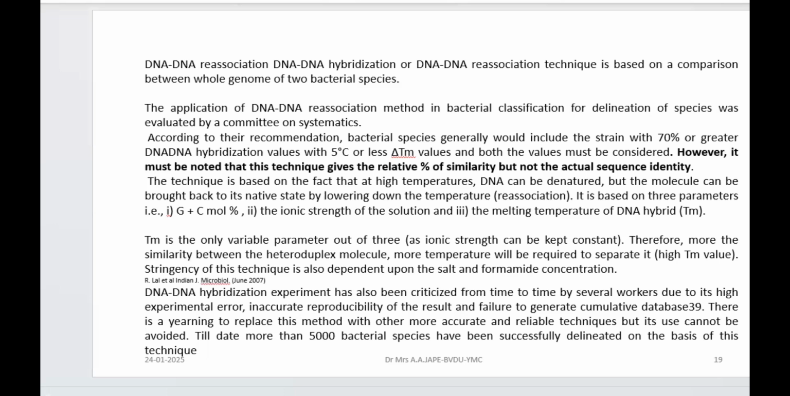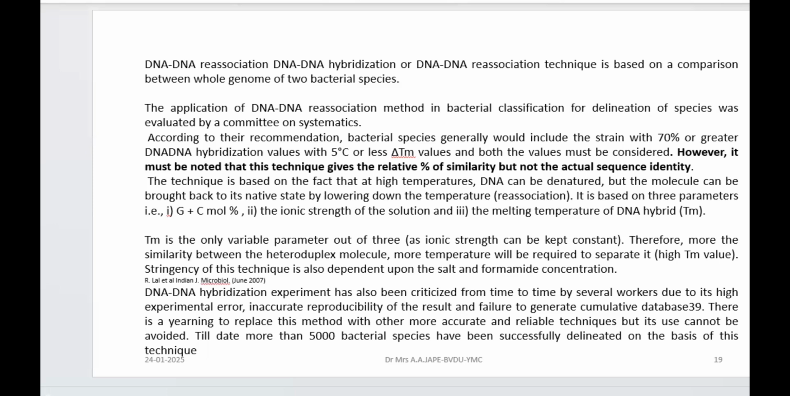So, the more the similarity between the heteroduplexes, the more temperature will be required to melt them, and the higher will be the TM value. All right. So, vice versa is also true. That is, if similarity is less, heteroduplexes will be less stable, and at very low temperature they will separate out. So in that case, you will have a low TM value. If they are less stable, that means they are not compatible. That means they are obtained from different organisms belonging to different species or maybe different genera. It depends.